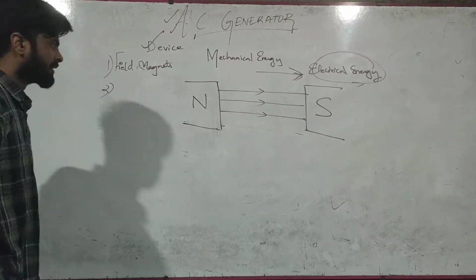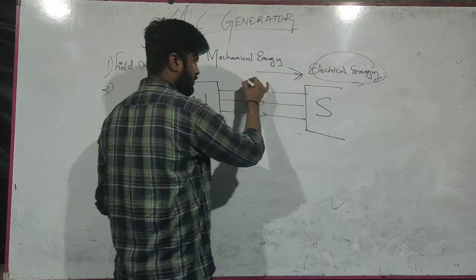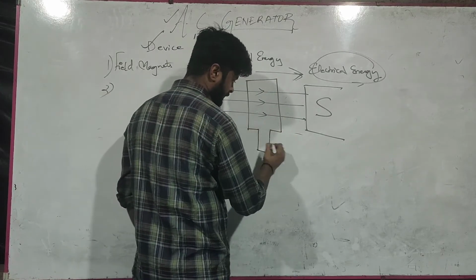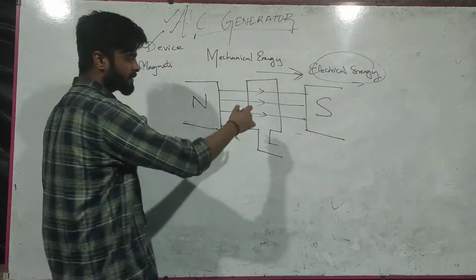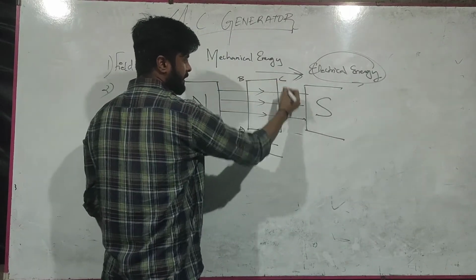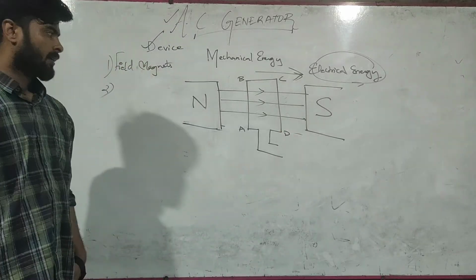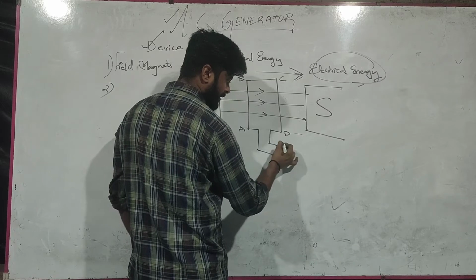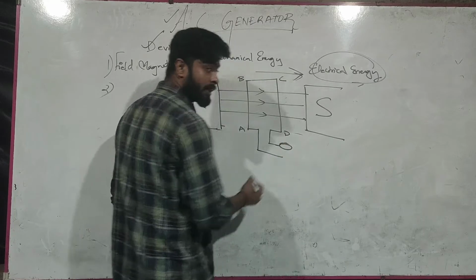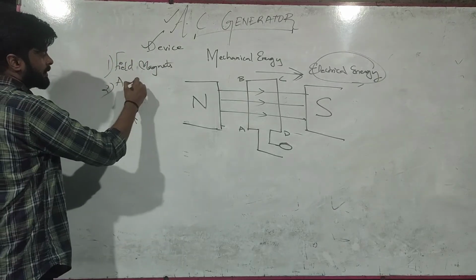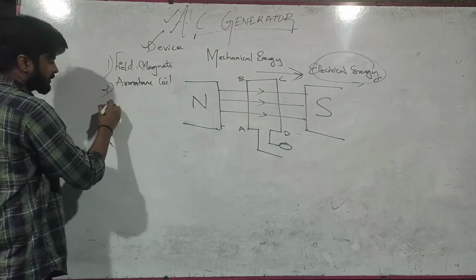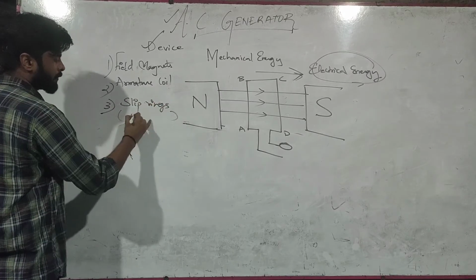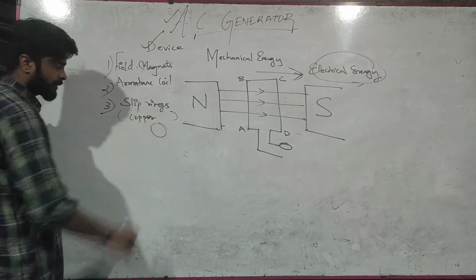And the second thing which we have is an armature coil, which will be made of copper. This is your armature coil. We can name this armature coil A, B, C and D. The 2 ends of the armature coil are then connected to circular rings made up of copper, which you will call slip rings. So the second part will be the armature coil, and then the third will be slip rings. Slip rings are usually made up of copper, so they are just copper rings.